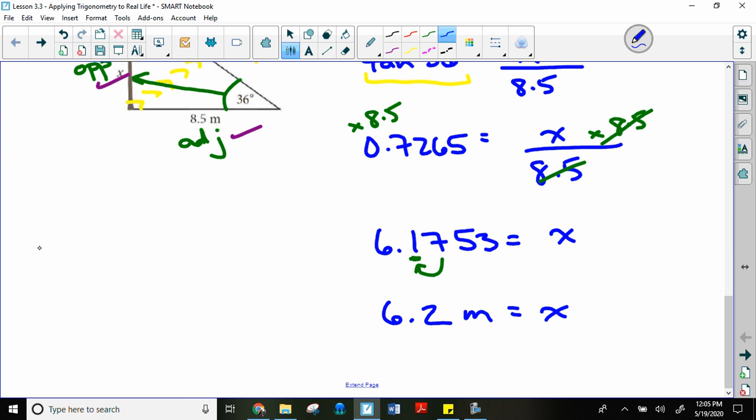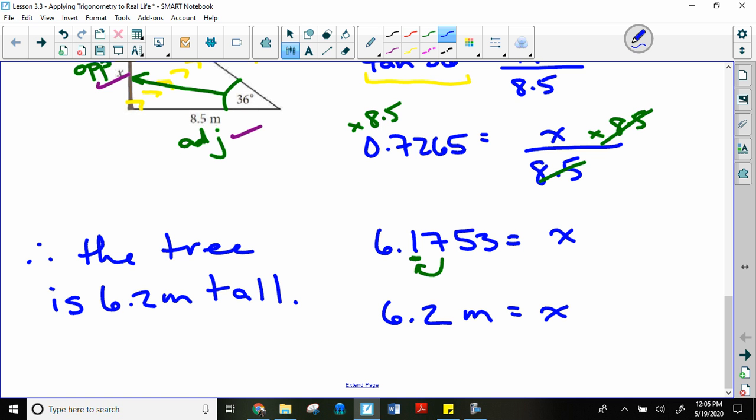This is a word problem, therefore the tree is 6.2 meters tall.